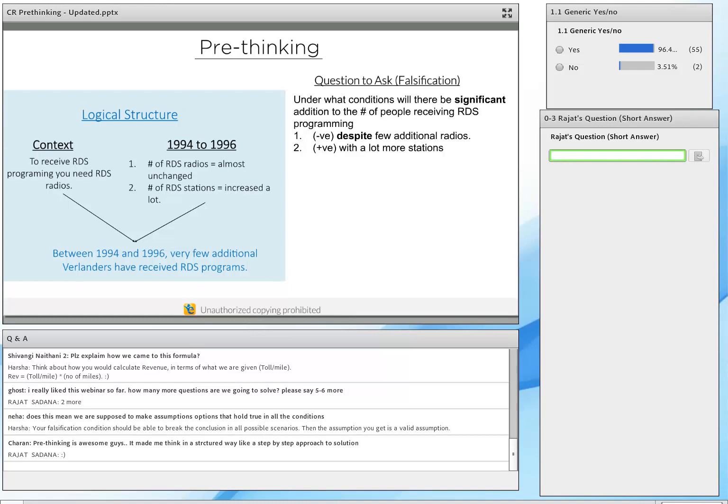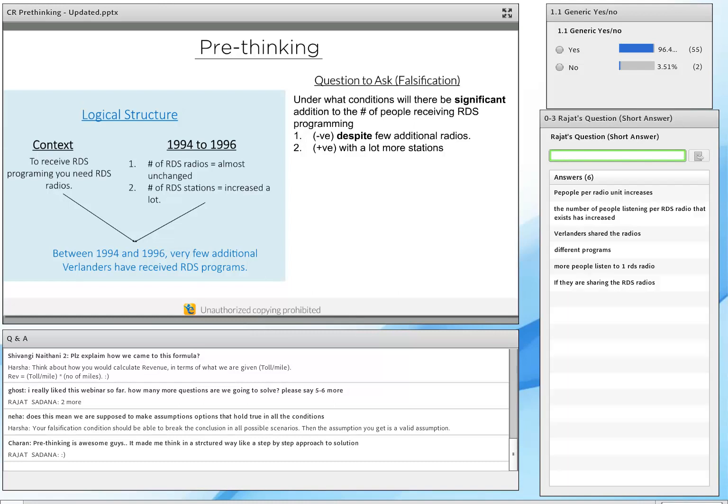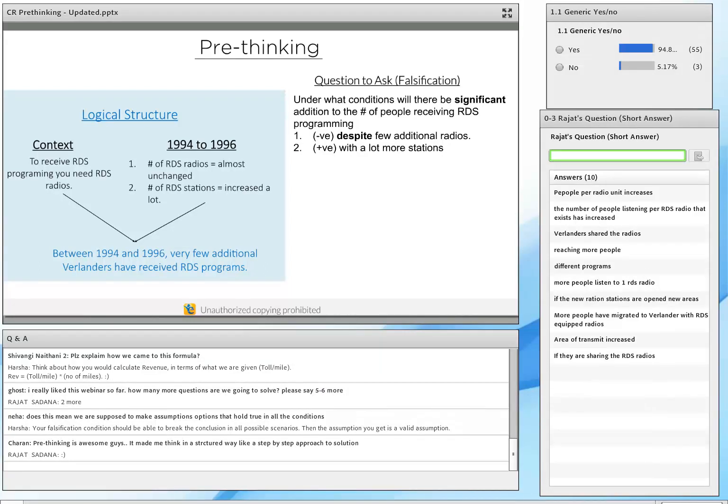Under what conditions will there be more people receiving the special programming, given that the number of radios remains the same, and given that you have a lot more transmitting stations? Okay, you got the first condition: if a lot of people start sharing radios, if we start putting these radios in Starbucks, taking them from home. What is the other piece?